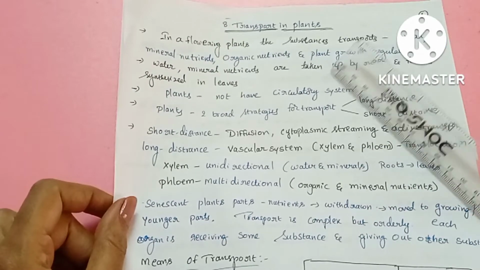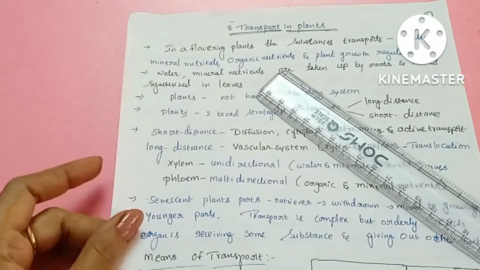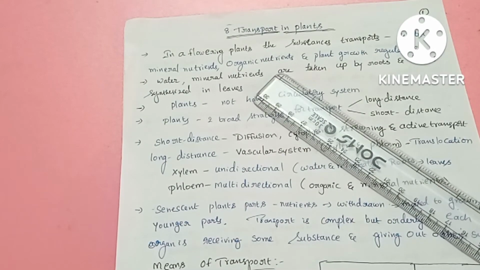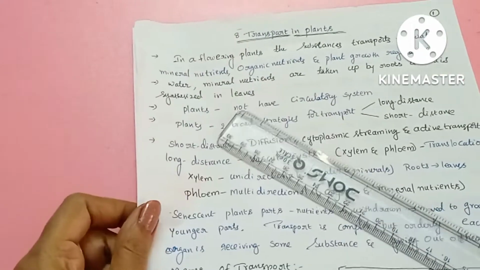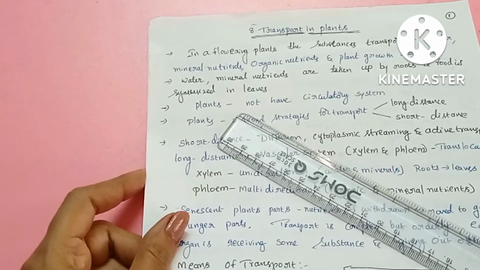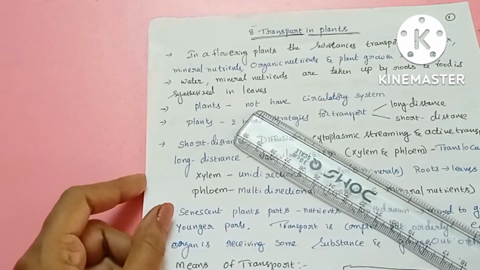In this video, we are going to start the new chapter, that is transportation in plants. So what is transportation? We know that in animals, there is a circulatory system to transport water, minerals, oxygen and some other substances. Whereas in plants, there is no circulatory system. But plants also need to transport different substances.